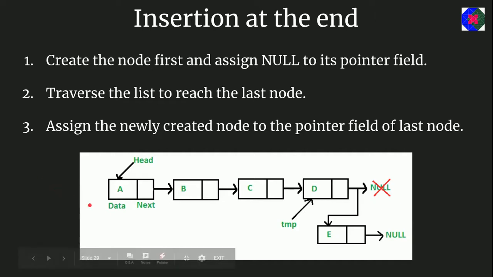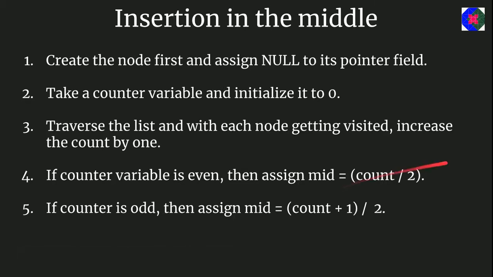Here the initial linked list is A, B, C, D, and we want to insert this node E at the end of the linked list. So what we do, first we create it, assign E to the data field and null to the pointer field, and we traverse the list to find this last node D, and we assign this node E to the pointer field of node D. Next comes the most important one, that is insertion in the middle.